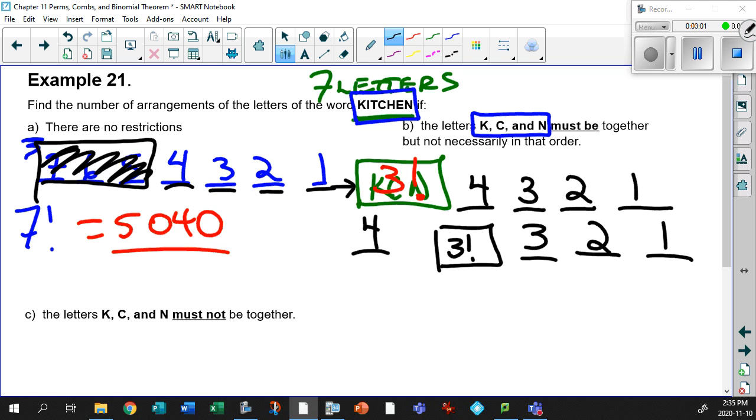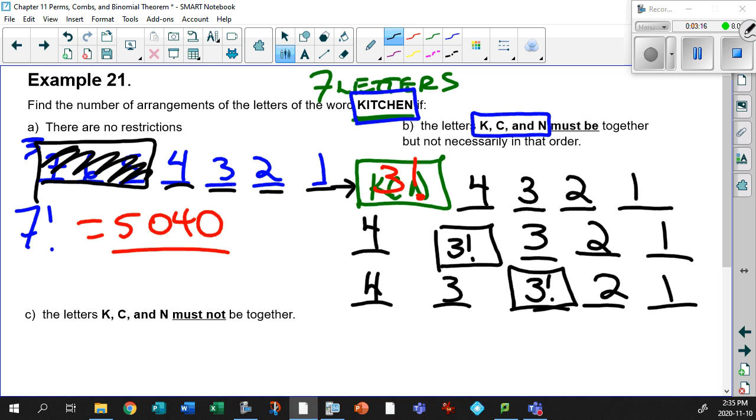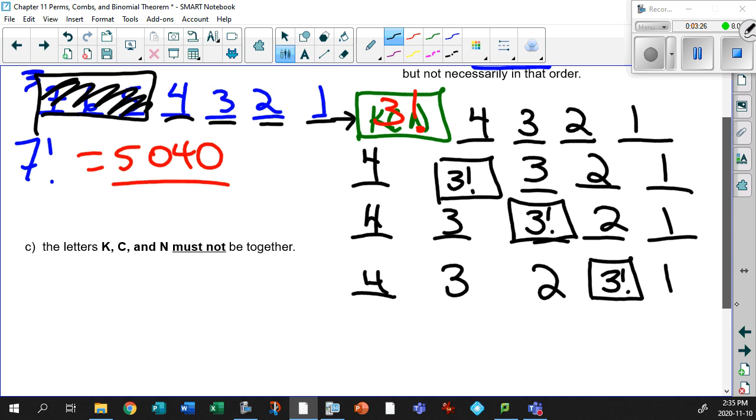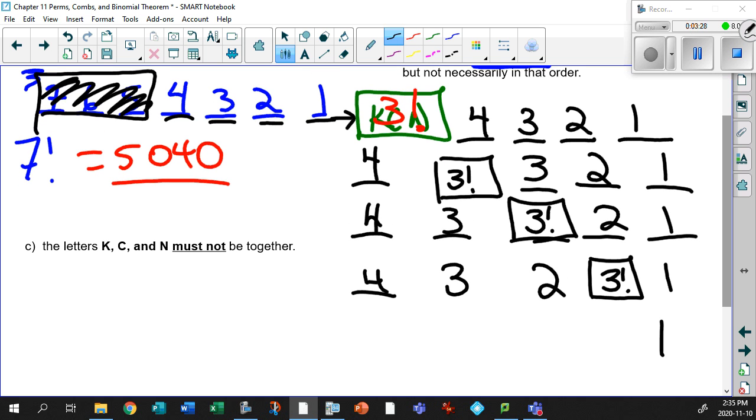That's the KCN. Or I can have the KCN in the third position. There's my KCN here. Don't forget, that's a 3 factorial, right? And think about it. 4 choices for this position, 3, 2, and 1. Or I can have the KCN in the second last position, which is still 3 factorial, which means this is 4, 3, 2, and 1. Or I can have the KCN in the last position. 3 factorial still, 4 times 3 times 2 times 1 times the 3 factorial.